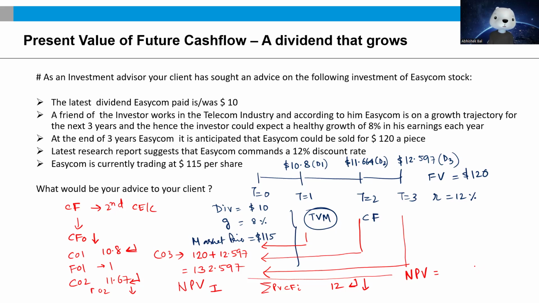Once you have this situation, press the button CPT. If you press the button CPT, the calculator is going to show you a value of 113.32. Okay, what this means is that this happens to be the fair value of the security, which is going to pay you a dividend of $10 growing at the rate of 8% every year. And finally, you could exit at $120 a piece at the end of 3 years.